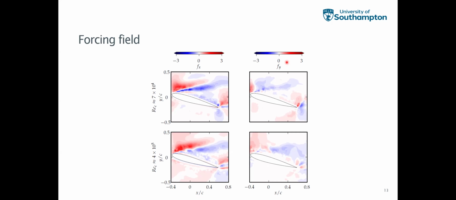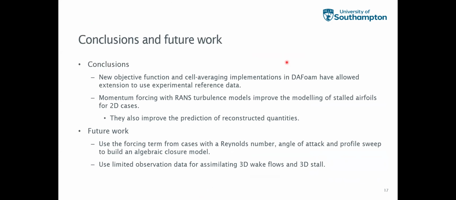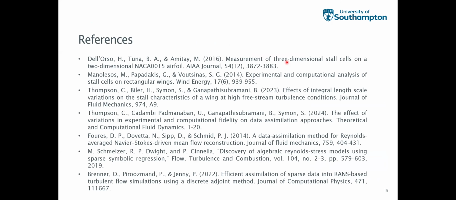Is the data that you're using publicly available to try it using standard field inversion? I think the one with the 70,000 Reynolds number that's published in the AIAA Journal, and let me just take you to the references.